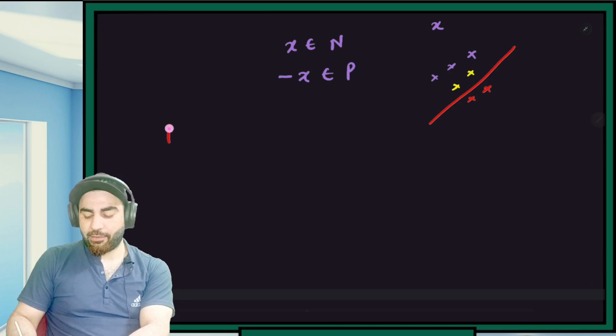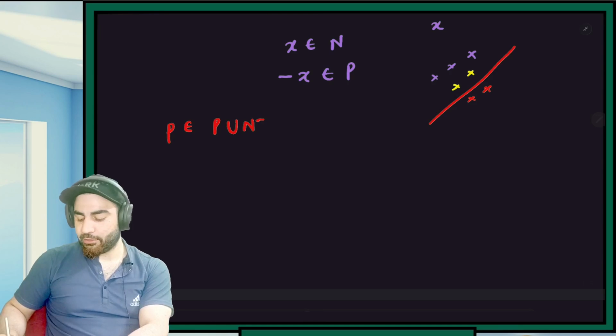Let's suppose I will have a set of points now, P. Any point I can take from either the positive class or the union of the negative class. So now all these points will be my positive points.